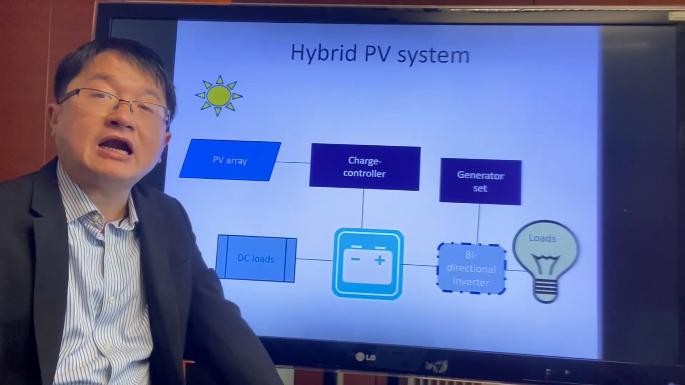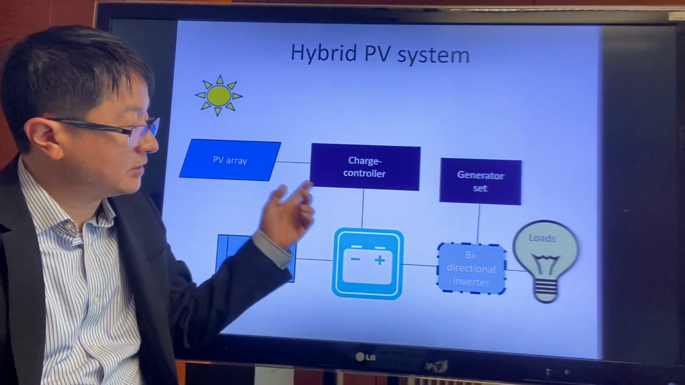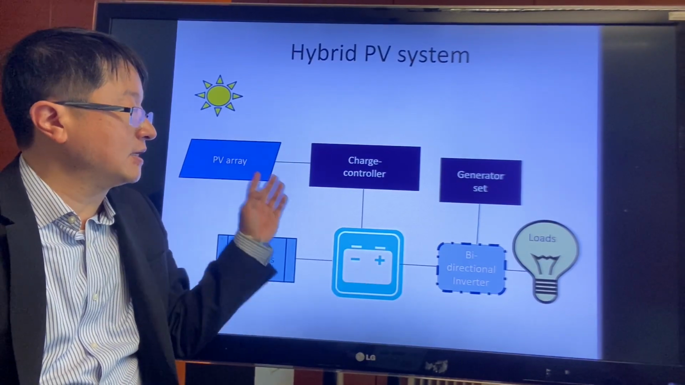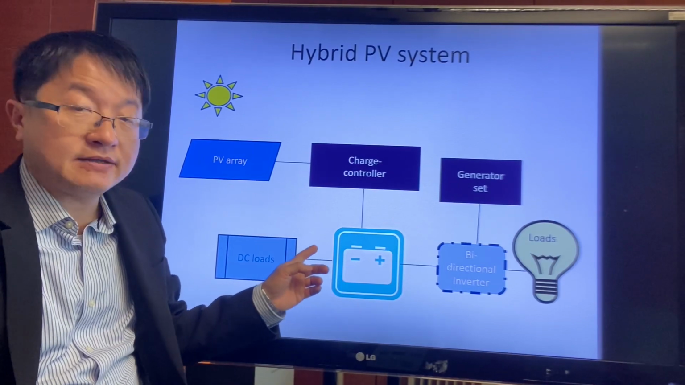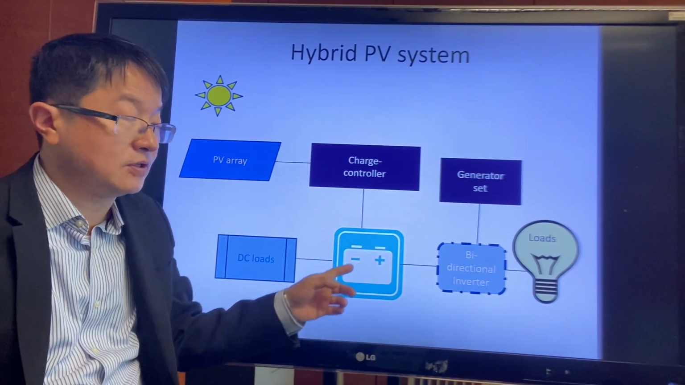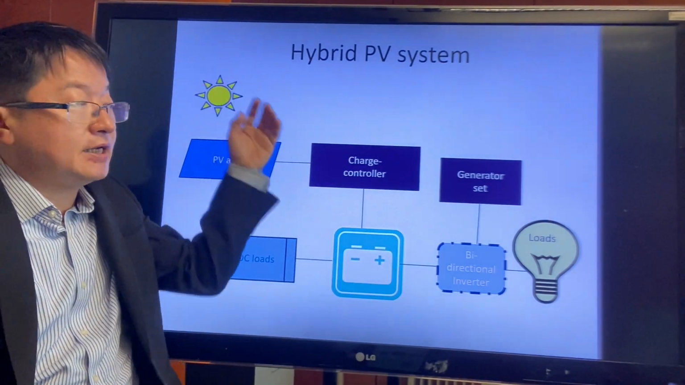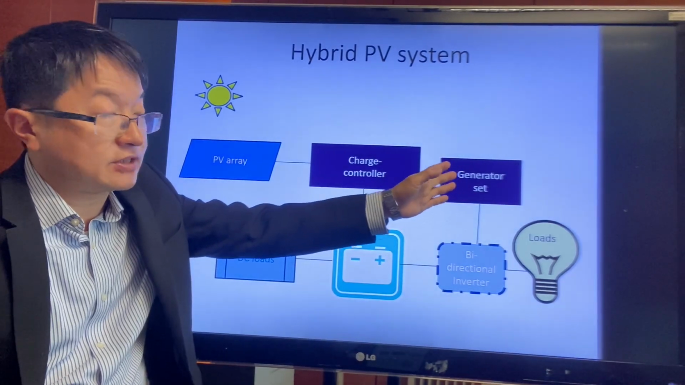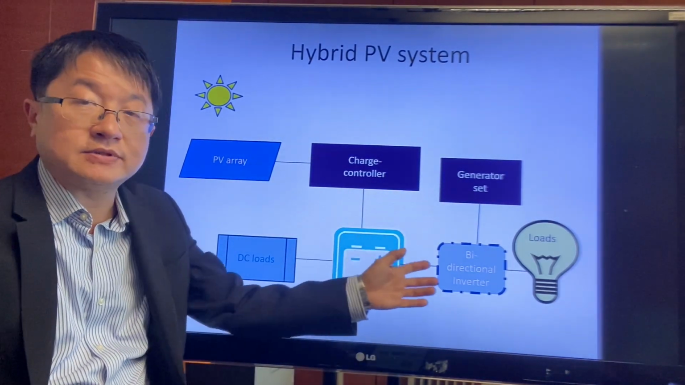And how about a hybrid system, which means that we make use of a battery for local storage, and most of the time we can make use of the local storage to supply power to the local loading. Or during an emergency, when there's no sunshine or in the evening, then we can make use of the generator set to generate backup power supply to provide to the system.